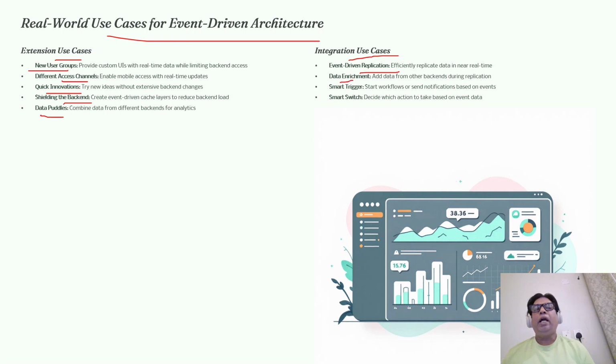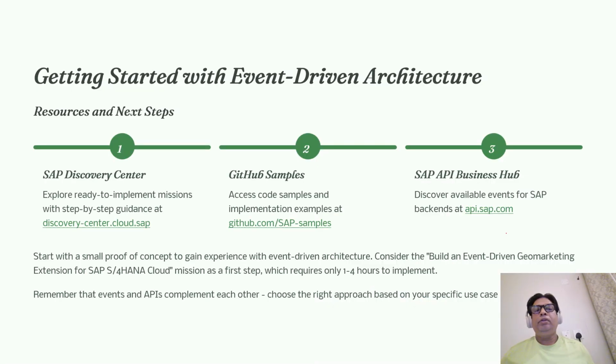Like you can add data from other backends while doing replications, and you can do smart triggers, and smart switch also will work as an event-driven platform. And for getting started with event-driven architecture, we have resources and next steps. If you log into the service interface, you can go to the explorer of the Discovery Center, where you can see the event mesh. There is a lot of material available at the Discovery Center and also on GitHub. You can explore more about event-driven architecture and how it works in SAP.